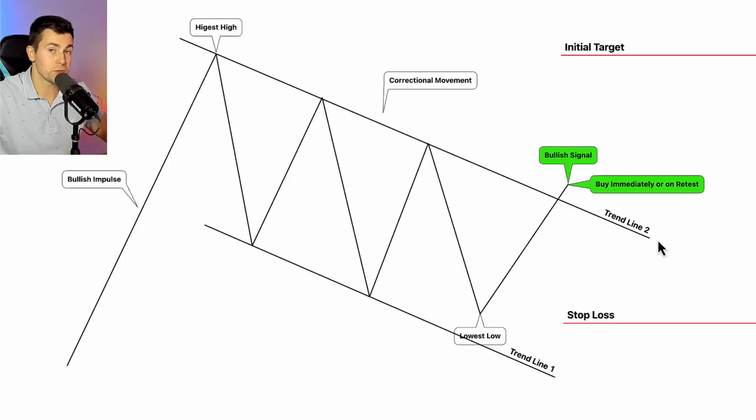A flag pattern trading strategy is very simple. Your strong bullish signal will be a bullish violation of the resistance of the channel and a candle close above that. After you spot a breakout, buy the market immediately or set a buy limit order on a retest of a broken trend line. Your safe stop loss will be below the lowest low of the flag, and your initial target for the trade will be the highest high of the flag.